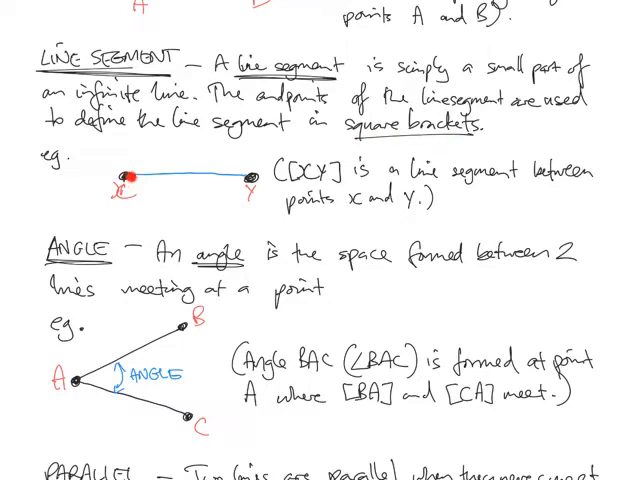So in this case, here we have a line segment. See how it doesn't have arrows, so it must be a line segment, and it starts and stops at the points X and Y. We don't have a direction here. It can be from X to Y, it can be from Y to X. We're defining it as the line segment XY in square brackets, because it goes between the points X and Y.